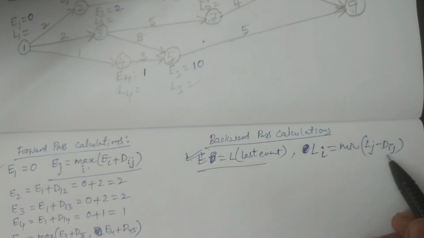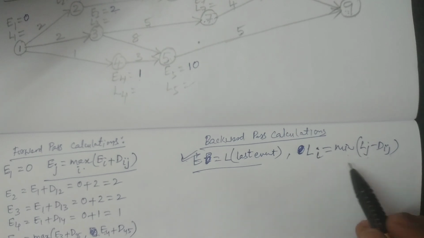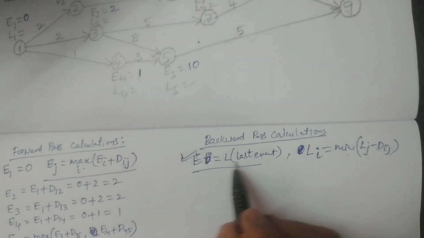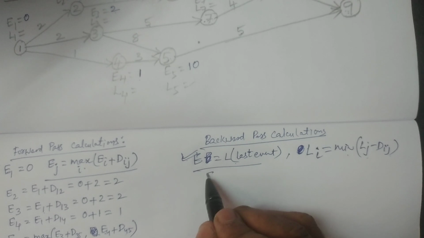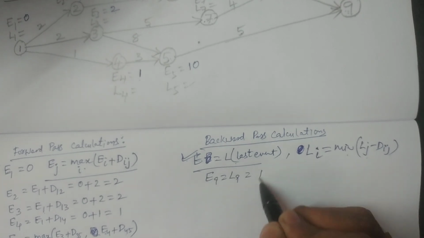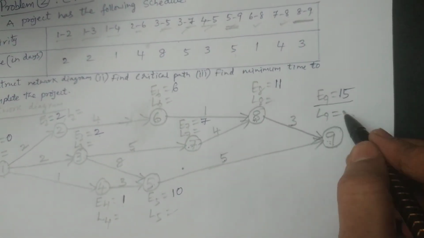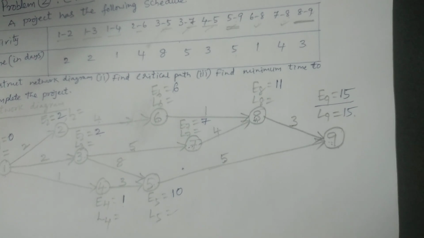If you have one connection, use the Lj minus Dij formula. If you have more than one, then you have to consider the minimum. So E is equal to L for the last node. What is the last node? The ninth node. That is, E9 is equal to L9 is equal to 15. You observe here, E9 we got 15. Therefore, L9 we should consider 15. That is the first one.